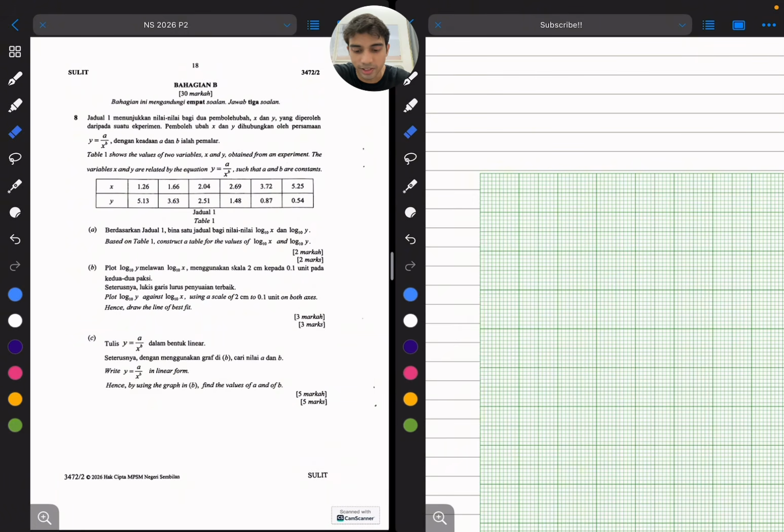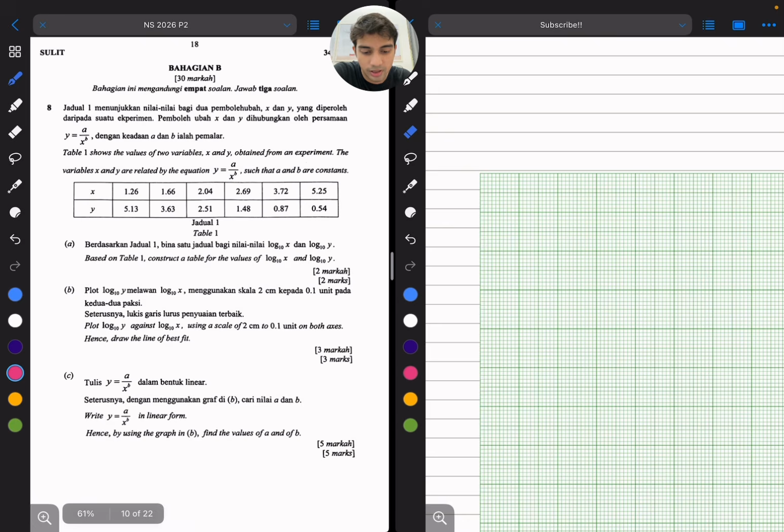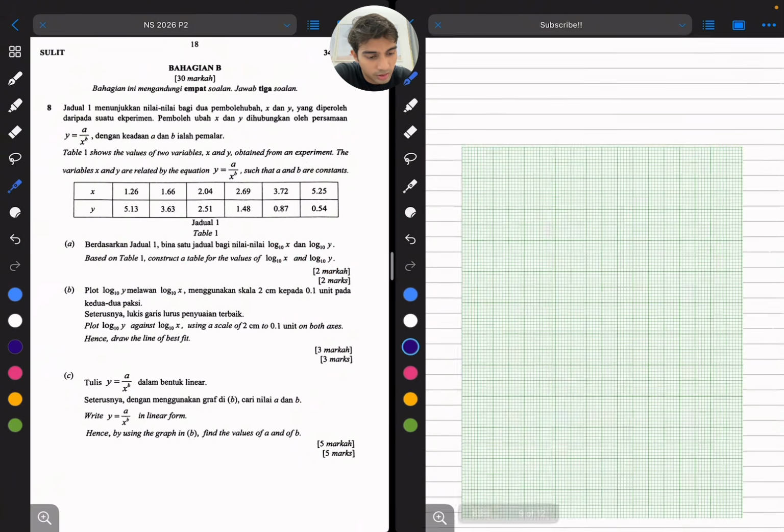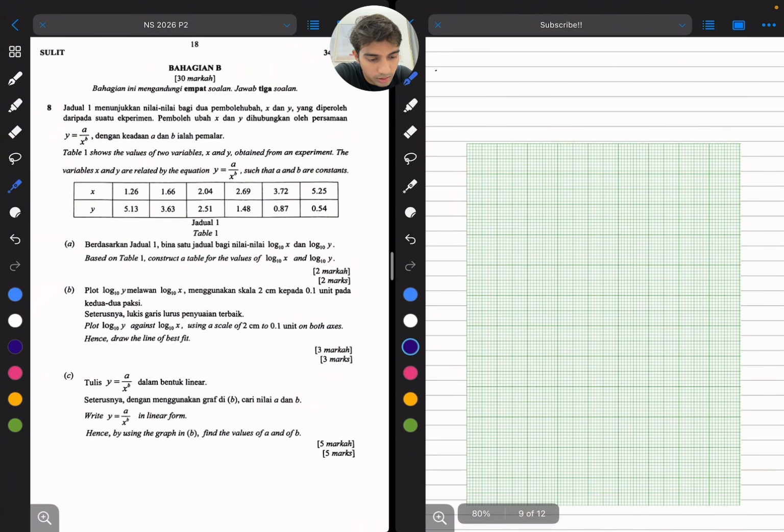And we're back. Alright, section B. So the first question here is linear law. In section B, every single paper, there will be one question for linear law with 10 marks. So this is a confirmed question every time, so let's try not to skip this question. First, they want us to draw a table for the values of log 10x and log 10y. So let's try to draw a table.